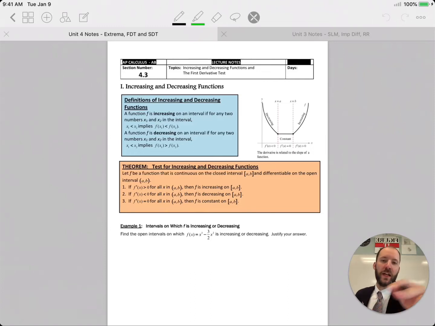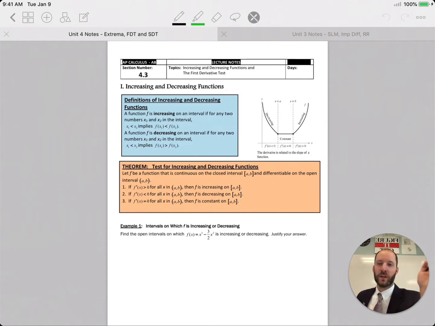Our topic today is increasing and decreasing functions and the first derivative test. So, to clear up a misconception that I had, so maybe you'll have. The first derivative test. It's not like the first, then the second, then the third, not an order of tests. This is the first one. But there's a test that uses the first derivative.